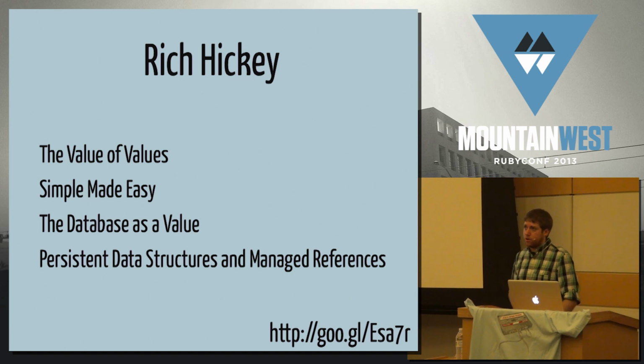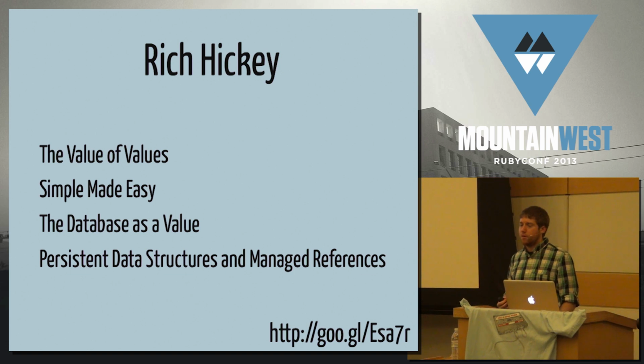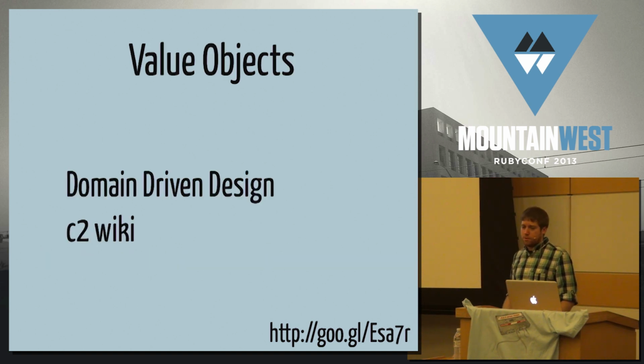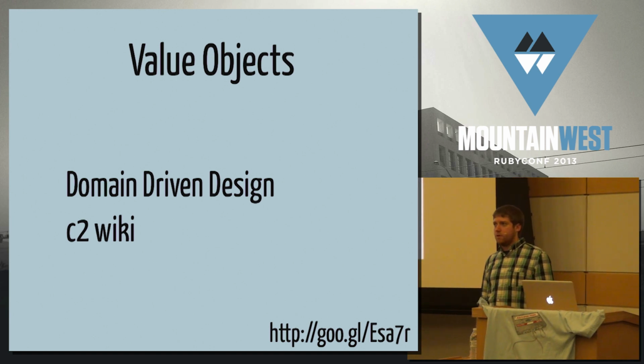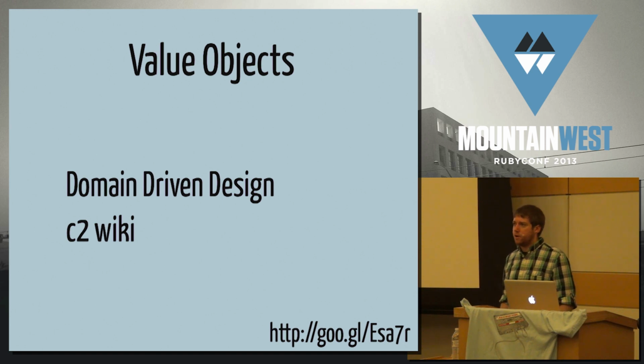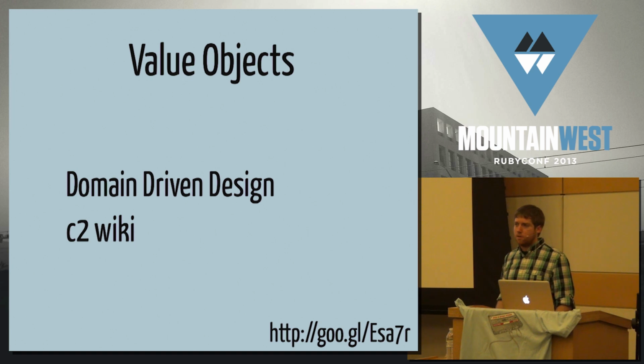Rich Hickey is the creator of Clojure, and he's given a handful of really awesome talks in the past few years about immutability. I talked for 5 minutes about values, but he has a 90-minute talk about values that's incredible. There's 2 awesome texts about value objects. One of them is Domain-Driven Design, which is a book that talks a lot about how to have value objects and mutable entity objects interacting together in an application. And then the C2 wiki also has some great articles about value objects and why you want them to be immutable and what to do if you can't make them immutable.